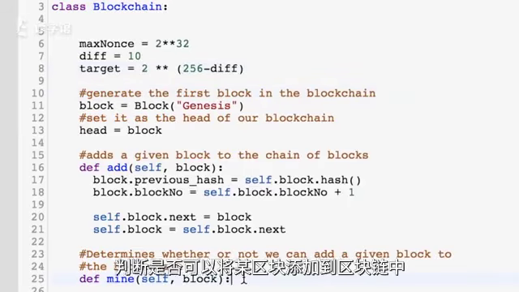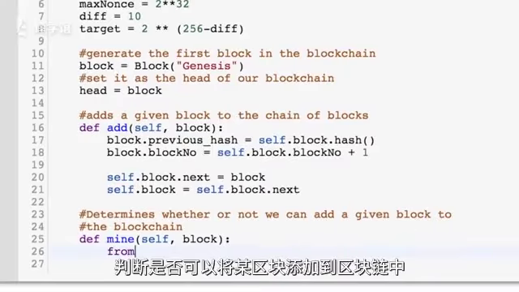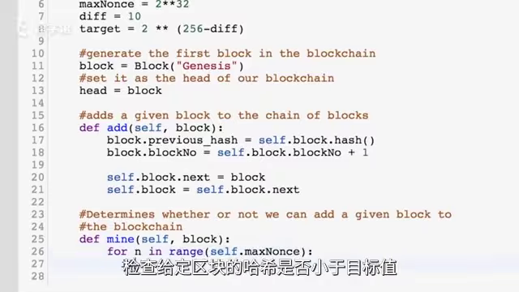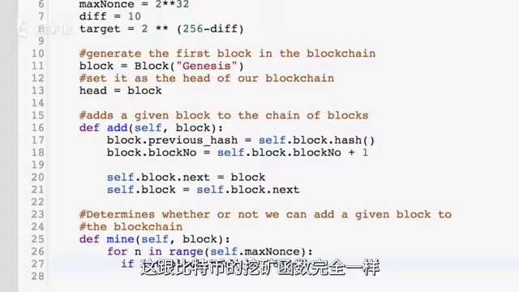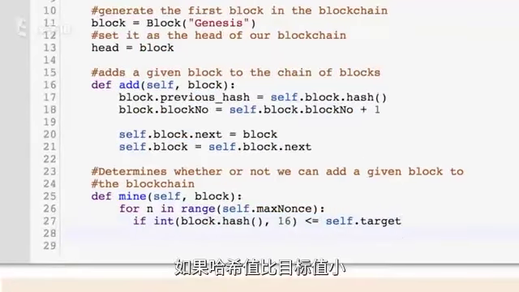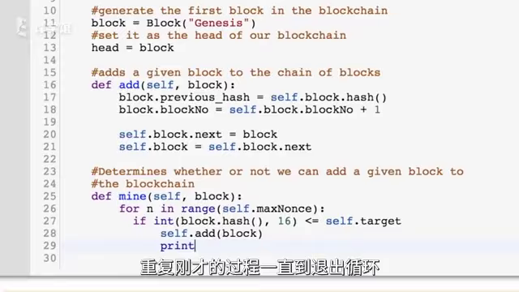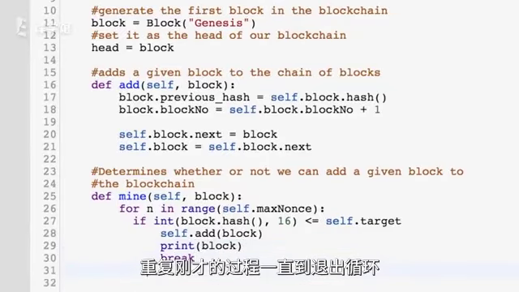In our mining function, we'll determine if a given block, which we'll input as a parameter, can be added to the blockchain. For a range of numbers from 0 to 2 to the 32nd, our max nonce value, we'll check to see if the value of the given block's hash is less than our target value. This is exactly what Bitcoin's mining function does as well. If it's less, we'll add that block to the blockchain and break out of the loop. Else, we'll increment the nonce and repeat the process until we reach the end of the loop.